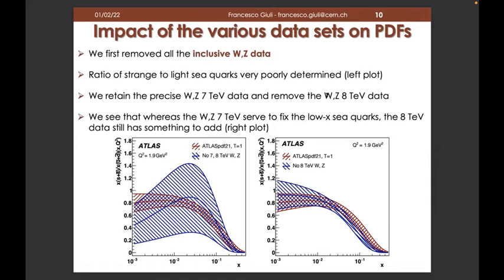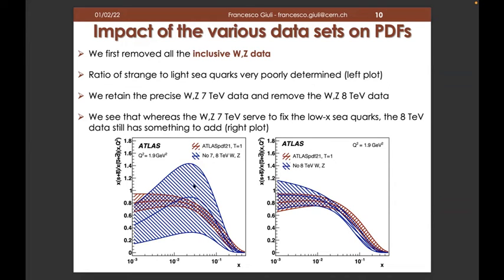In slide number 10, I would also like to show you the impact of the various data sets in the fit. The first one I would like to show you is the impact of the inclusive WZ data. So we removed this data, both 7 and 8 TeV, and this is the fit in the blue, represented by the blue bands. You can see from the plot on the left-hand side that when removing both the 7 and 8 TeV WZ data, the ratio of strange to light sea quarks is very poorly determined.